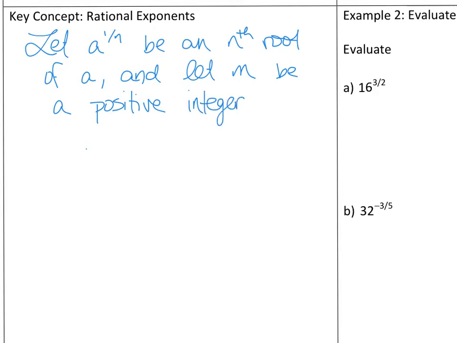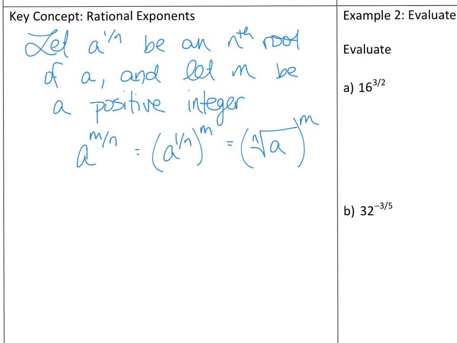Our first rule tells us that a to the m/nth power can be written as a to the 1 over n to the mth power, which is the same thing as the nth root of a to the m power.